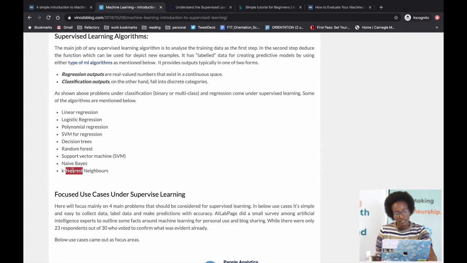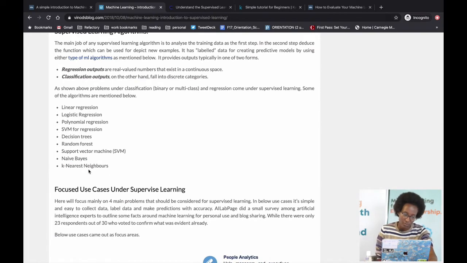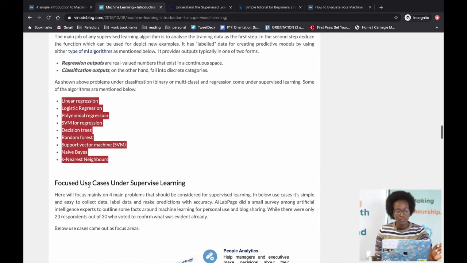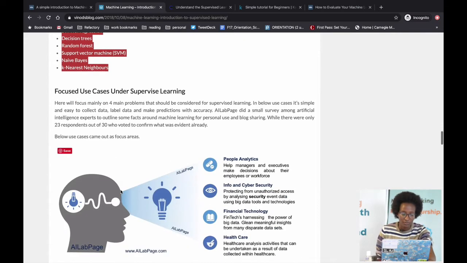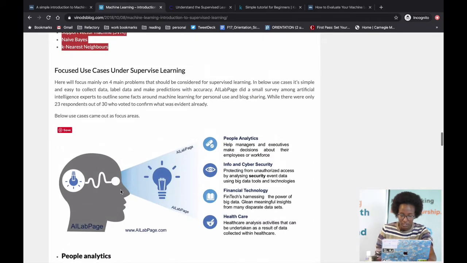And then k-nearest neighbors. These are just examples of the algorithms that we shall be learning. Okay? So, focused use cases for supervised learning. Again, I think this is repeating what we've just been saying: the different use cases, the different places where we can use machine learning in our day-to-day life or day-to-day businesses.